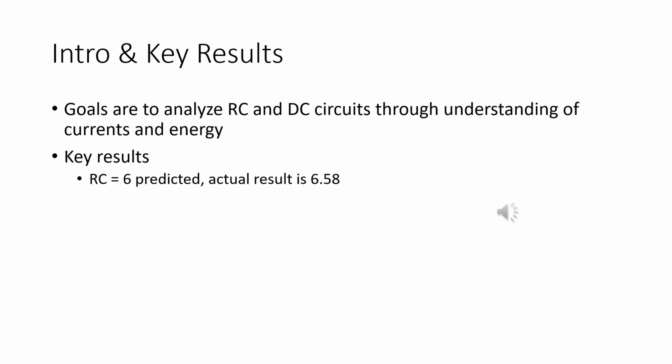So the goal of this experiment is to analyze RC (resistor-capacitor) DC circuits through an understanding of currents and energy. The key result we got is that RC, resistance times capacitance, is 6 predicted, versus the actual result from actual data being 6.58.